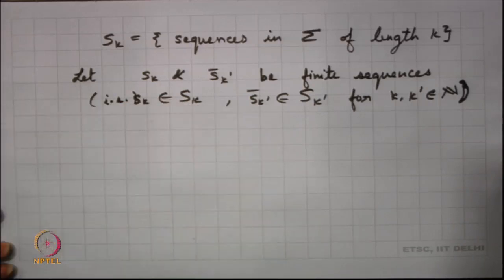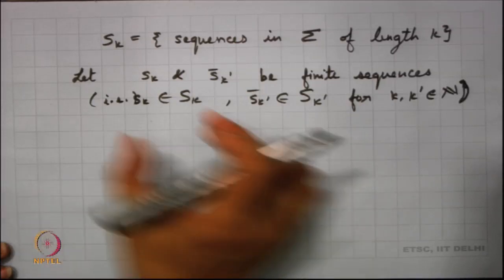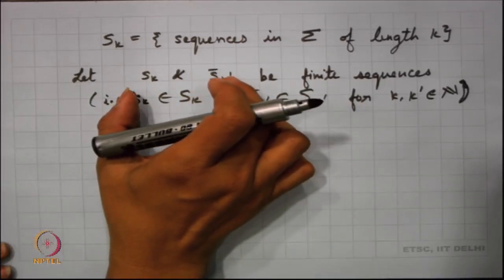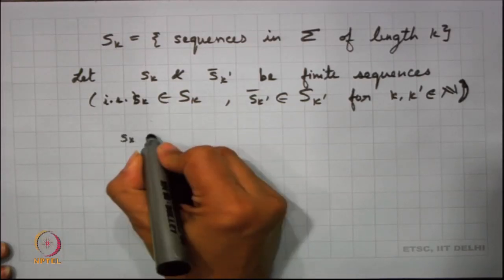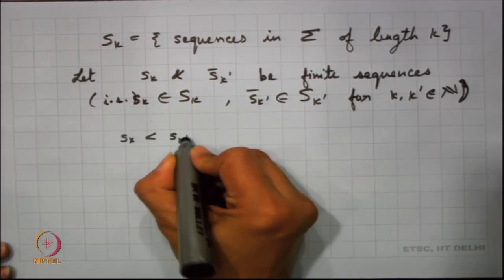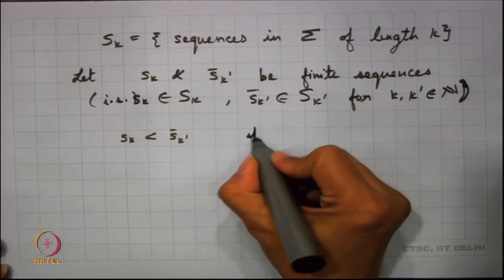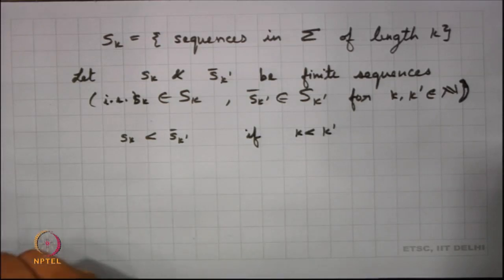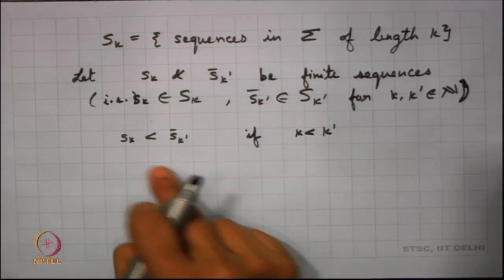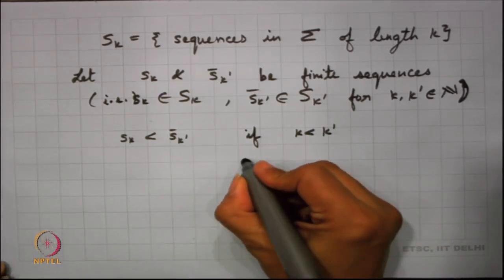Now, what we are interested in looking into is some kind of an order. So, we define an order on these sequences. We say that S_k is less than S̄_k′. First thing is k is less than k′, but if k is equal to k′, then what happens?